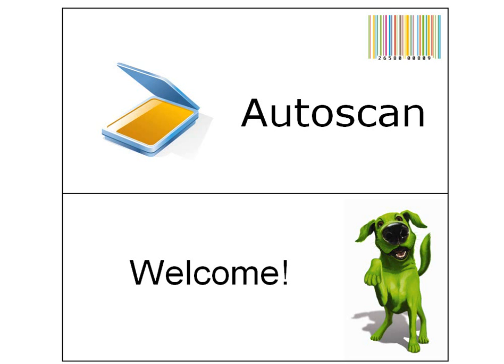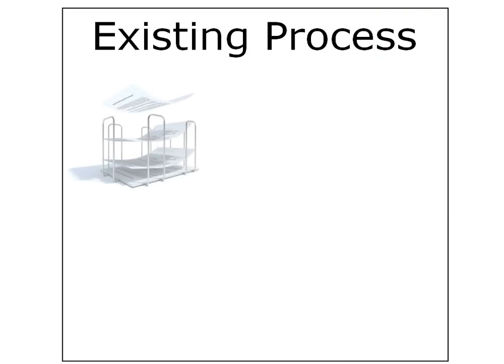Today we are going to look at an existing business process, that being the process of receiving and processing supplier invoices. We are going to look at how this process flows through most financial systems today, and then show you how that process is streamlined using Greentree's AutoScan. Firstly, let's have a look at the existing process.